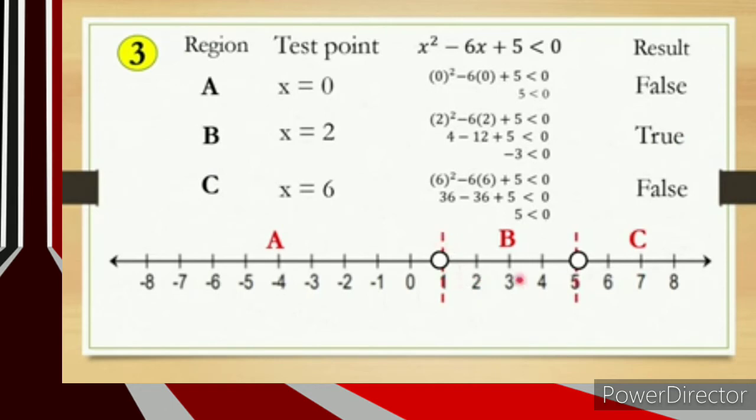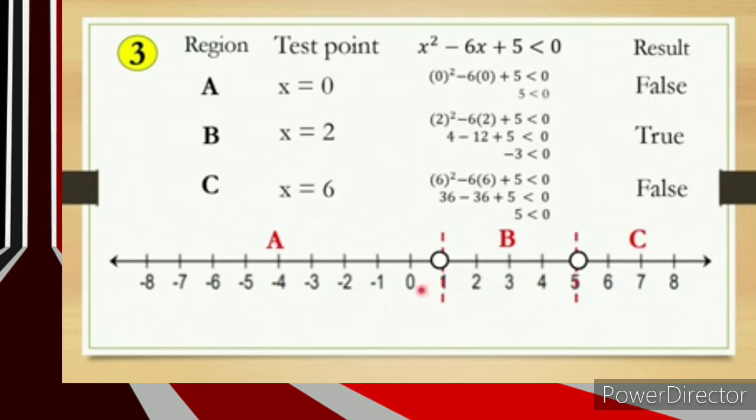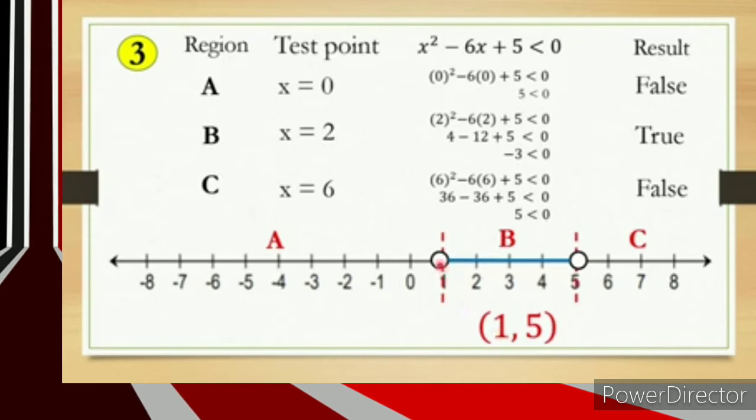Since the inequality is true for any value in region B, therefore, the solution set of the inequality x squared minus 6x plus 5 is less than 0 is the value of x such that x is greater than 1 but less than 5, or it could be written as open parenthesis 1 and 5 close parenthesis. The parenthesis shows that 1 and 5 are not included in the solution set.